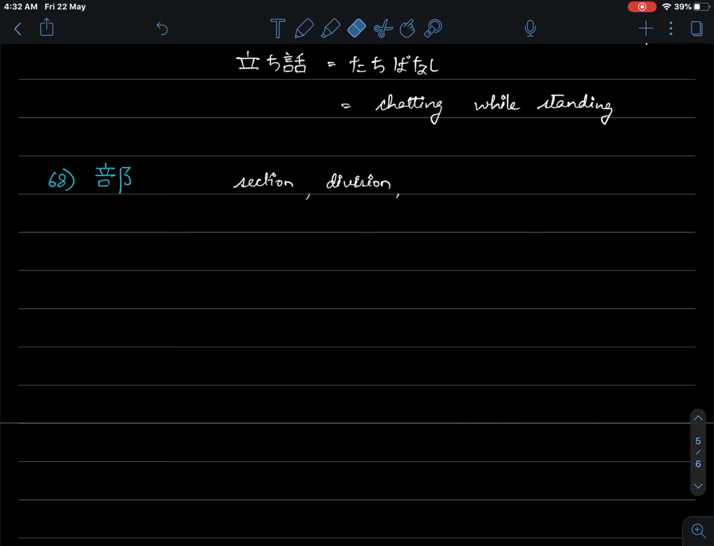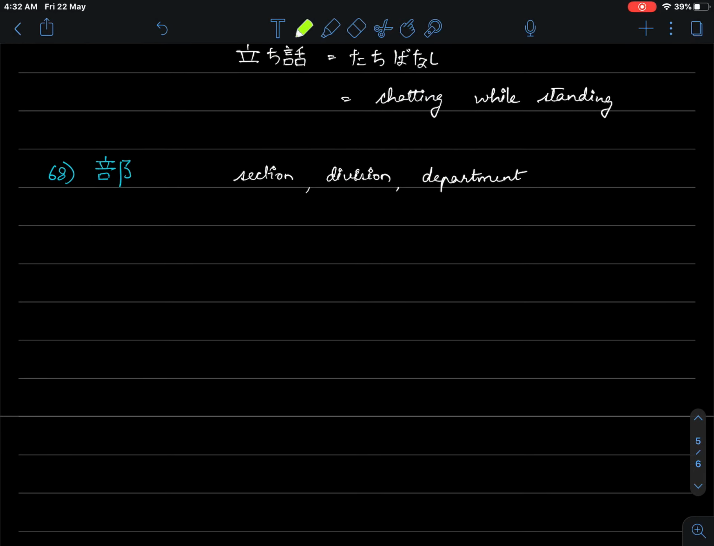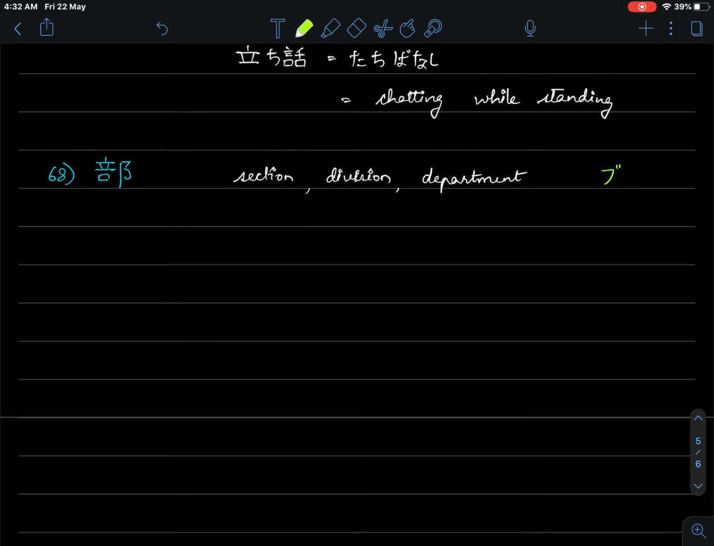Okay, so when you want to say accounting department, you're going to say keiri bu. That last bu is what this is. So I've also told you what the reading is. There is no kunyomi for this, so again we got lucky, and the onyomi is bu. So keiri bu, the bu meaning department and keiri being accounting, the words for which we shall surely see as we progress.